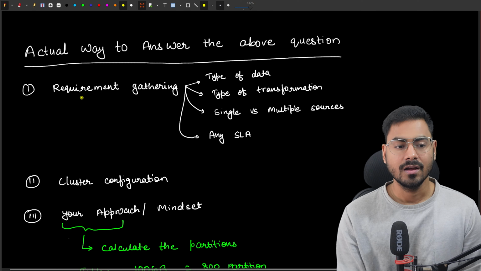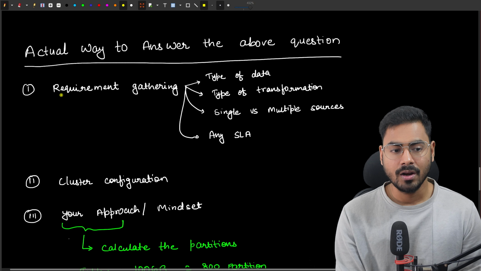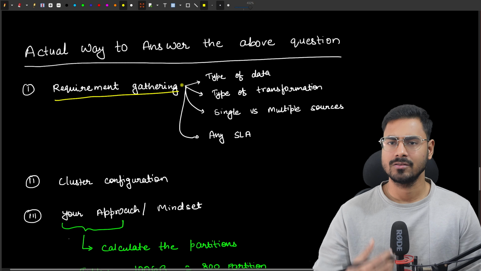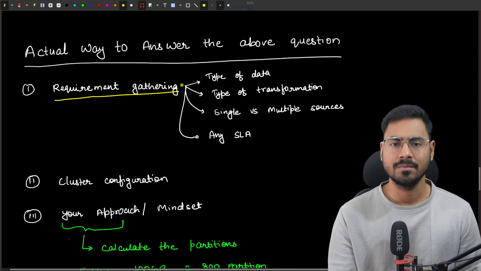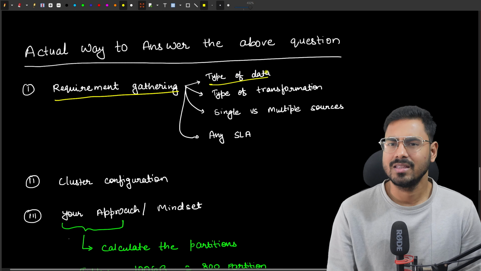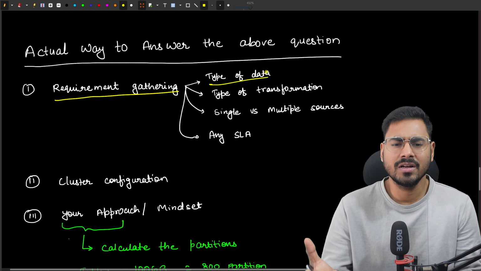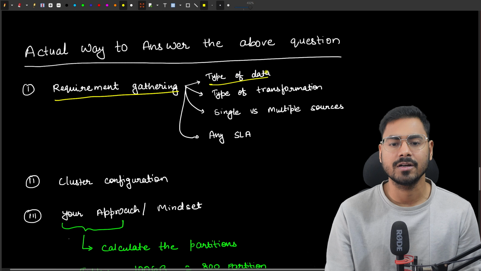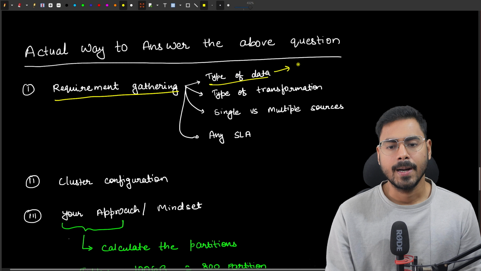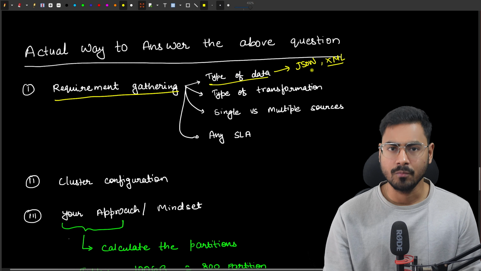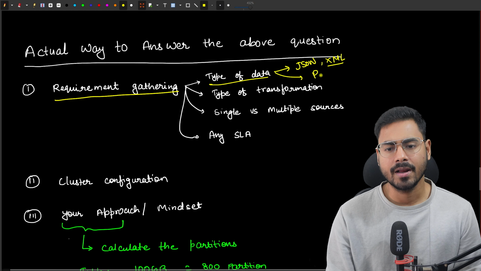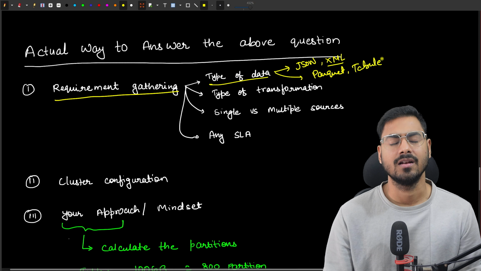So here, first thing I have said, you will have to do requirement gathering. If someone says process 100 GB of data, you have to ask what kind of data it is. Mostly they will say, why do you need the type of data? Yes, it is needed, because if it is JSON or any semi-structured data like XML, it is going to eat up more memory than Parquet or any tabular file format, CSV, Excel. Why?